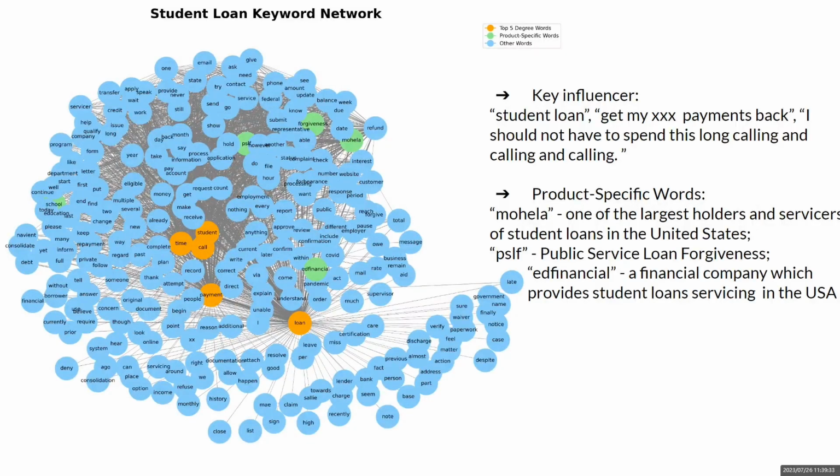As a result, we can generate several networks. Just take the product student loan as an example. The green nodes are the key influencers. They refer to narratives like "student loan", "is my payment back", and so on. I also highlighted some product-specific words in green, and we can see they are exactly some services for student loans. So after this, we can have direct and quick insights about the main topics customers complain about, or what companies should pay attention to. Okay, my teammates will introduce the following analysis.